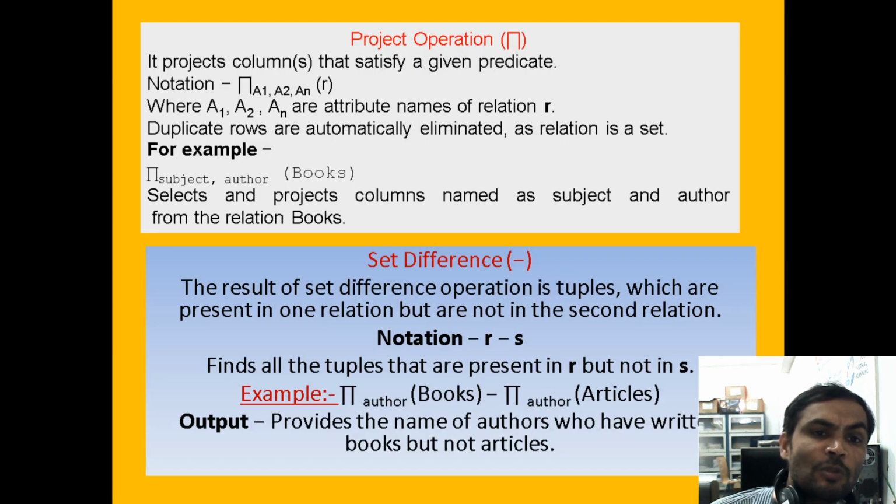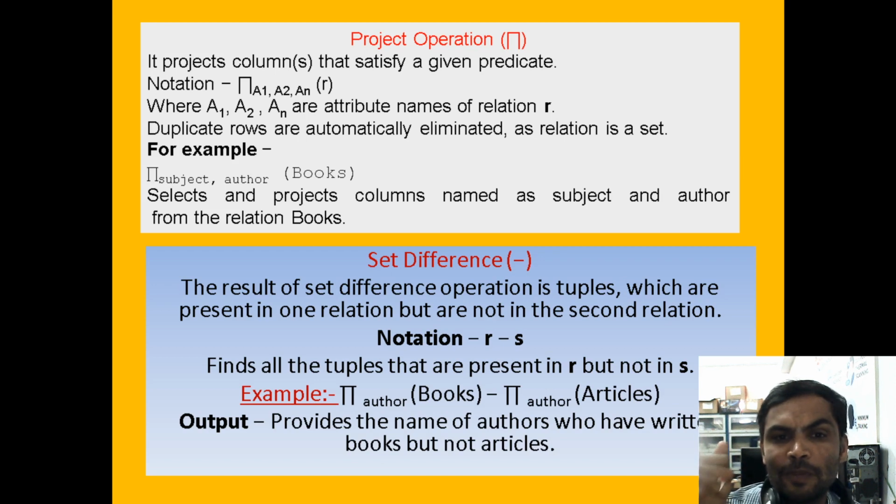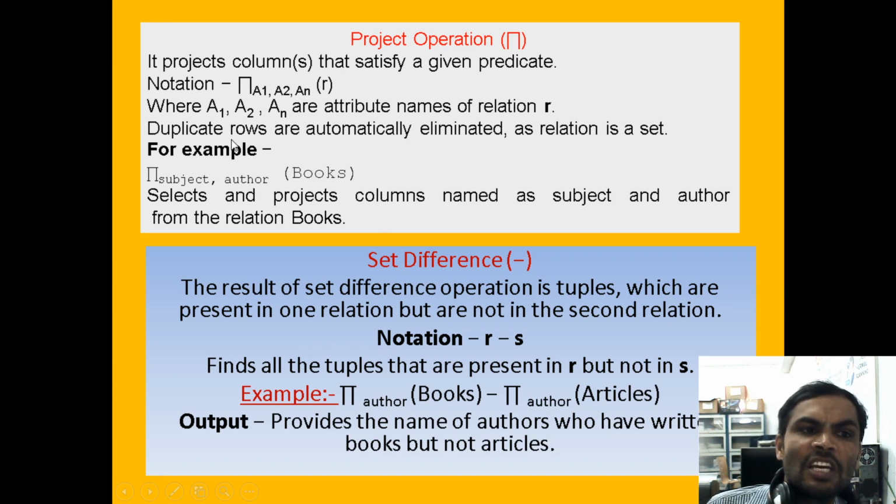Next we are going to the projection. Projection is represented with the pi symbol. The main purpose of the projection operator is to represent the attributes. In the notation, a1, a2 up to an are the attributes. After the select statement, it decides which attributes you want to project. Here, the projection operator pi subject, author on the table means we are projecting only the subject and the author from the table.